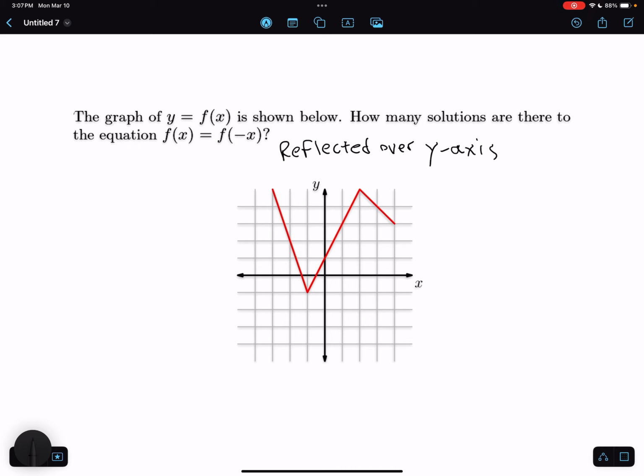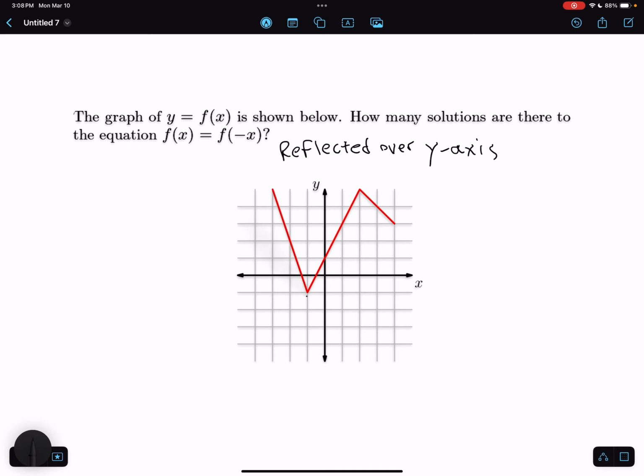So they're asking, how many solutions are there to this equation? Which means we need to find all of the intersection points between f of x, shown here, and the version of that graph that's reflected over the y-axis. So we need to draw the reflected graph to solve the problem. When we have a reflection like this, instead of trying to manually figure out how to draw it, all we have to do is reverse or invert the x-coordinate.